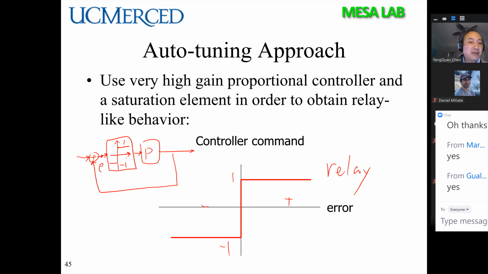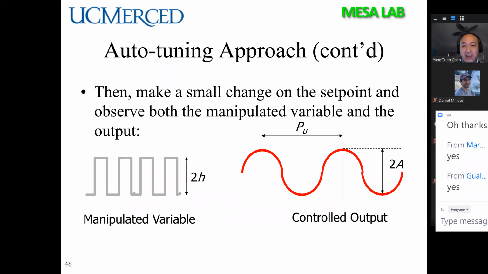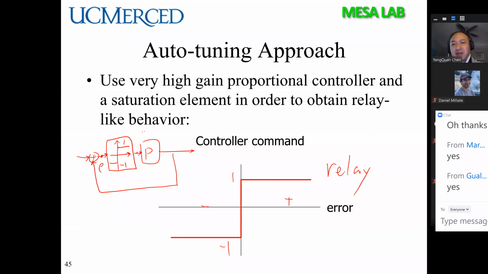Okay. You are not going to destroy your system by doing that. So after that, instead of the KP there, you put a relay in here. You are going to see your system will be like this.